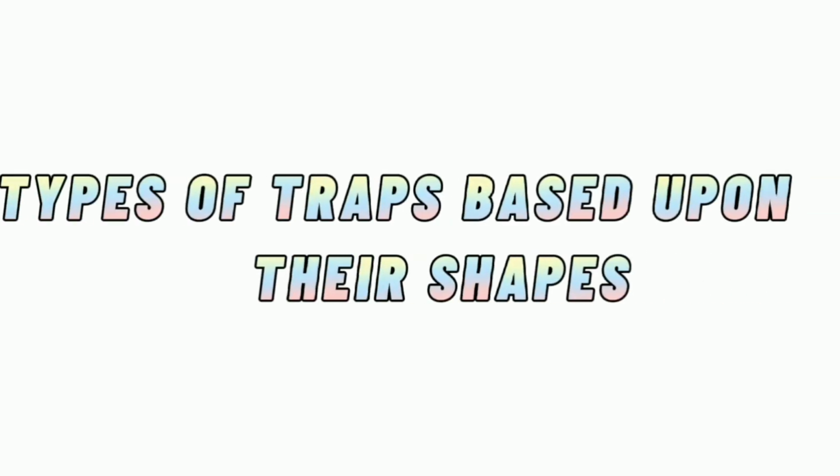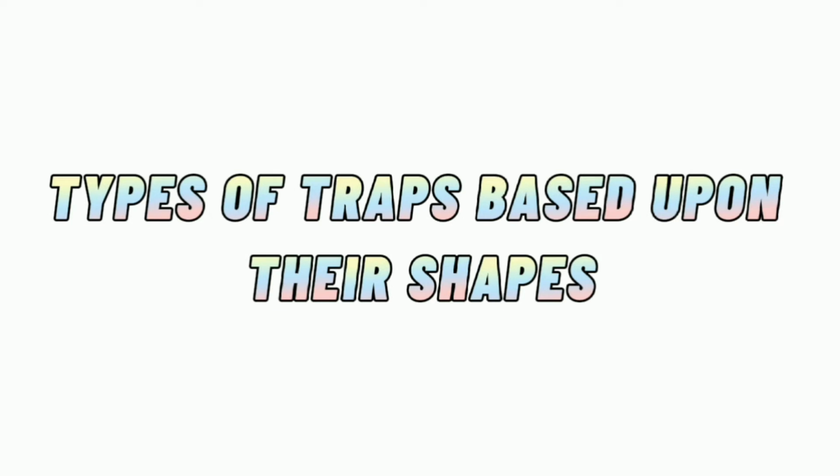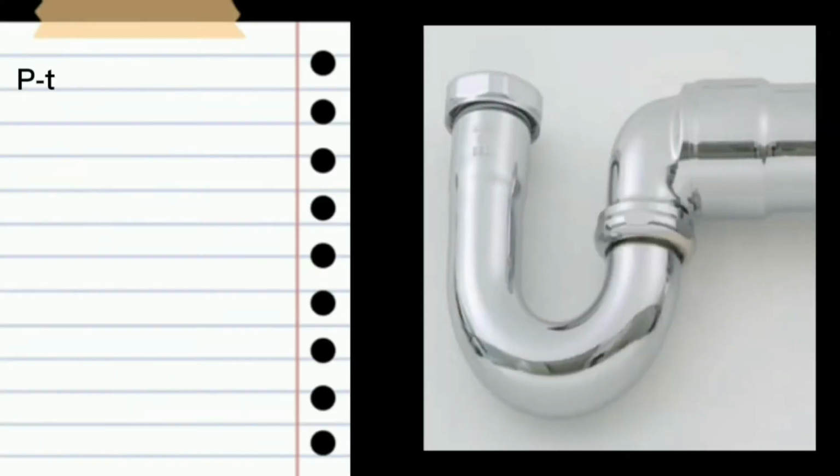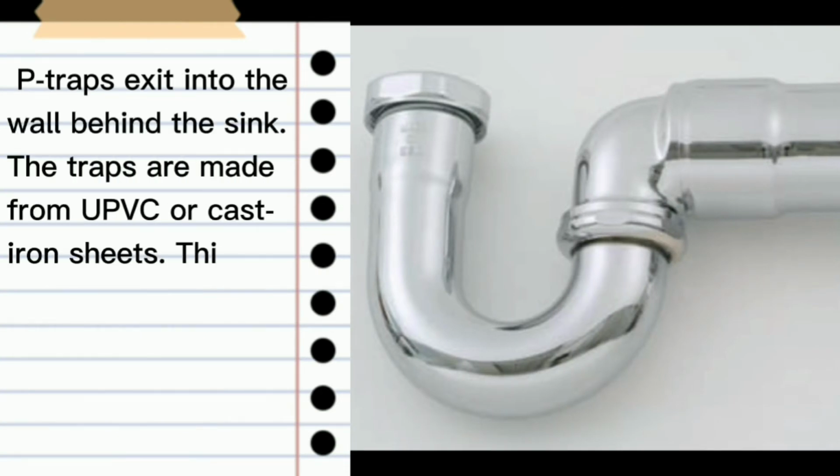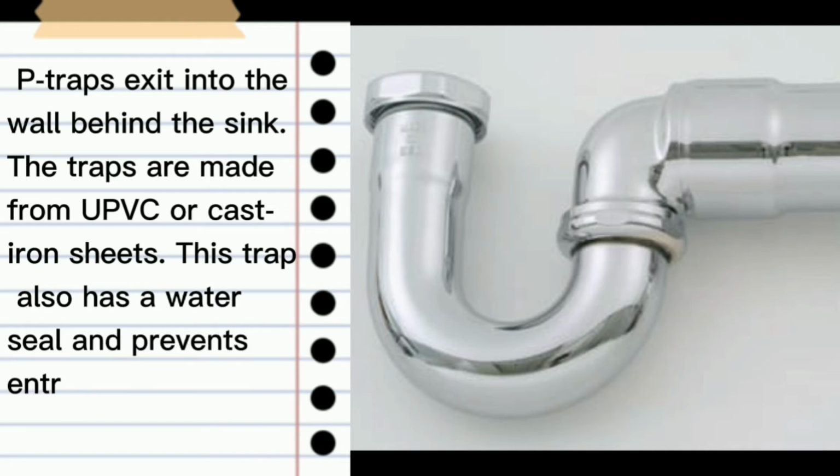We have different types of traps that are classified based upon their shapes. First is P-trap. P-traps exit into the wall behind the sink. The traps are made from UPVC or cast iron sheets. This trap also has a water seal and prevents entry of foul gases to the house. Among all the types of traps, this is the most acceptable type of trap.